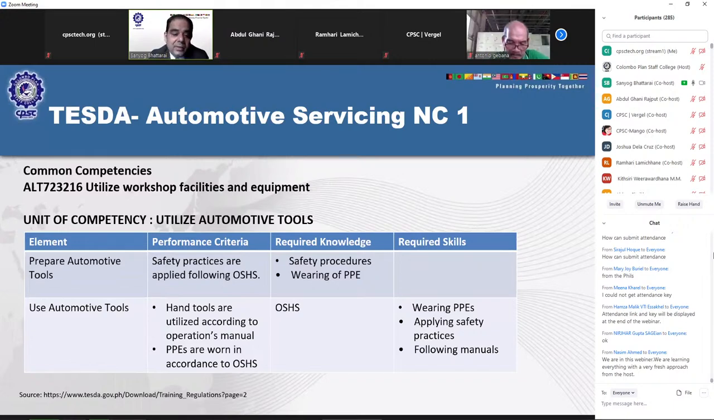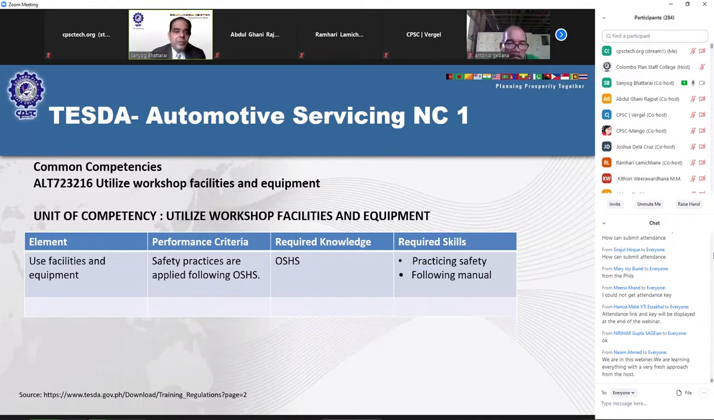We have to follow the operation manual. This is an example from Automotive Servicing NC1. Also, same Automotive Servicing NC1, a common competency, again the same, but the unit of competency is utilize workshop facility and equipment. Element: use facility and equipment. Performance criteria: safety practices are applied following OSHS, so they know it and they have to follow that. Required knowledge: OSHS, and required skill: practicing safety, following the manual.